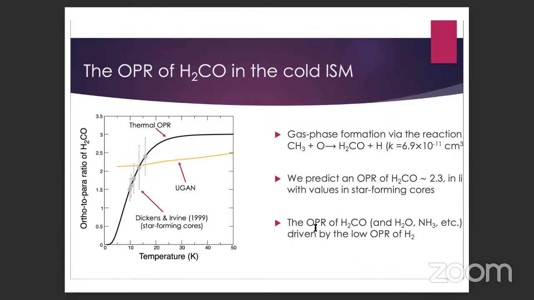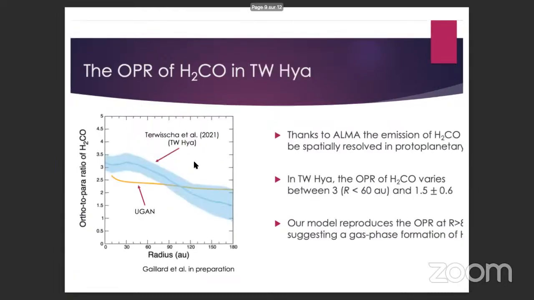Again, we expected a low ortho-to-para ratio because if you are dominated by para H2, you will favor the para form of any molecule. This is another illustration, a preliminary work by our PhD student Matteo Gaia, for the protoplanetary disk surrounding the T Tauri star TW Hydra. These are ALMA observations that were able to spatially resolve the emission of formaldehyde and therefore the ortho-to-para ratio. You see that we are also in good agreement, especially in the outer radius where the ortho-to-para ratio is close to 2, which suggests a gas phase formation for this molecule.